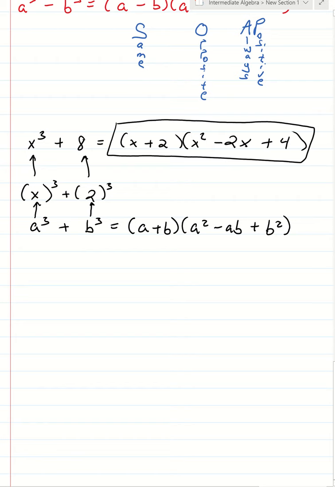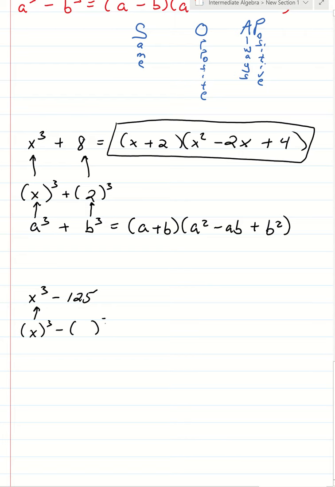Let's try another one. Let's say we have x to the third minus 125. Well, once again, x to the third is on our list, and the number 125 is also on our list, except now we are subtracting them. So once again, I want to think about what would I have to cube to get x to the third power? And of course, that would be x.